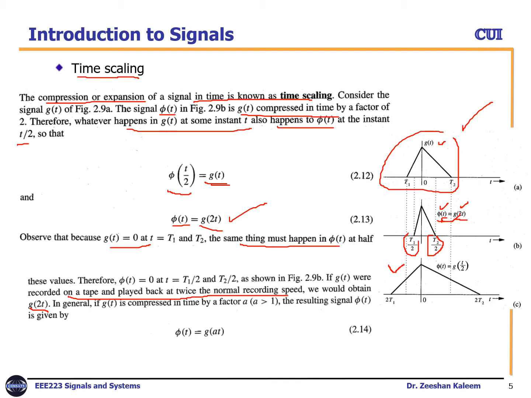In general, if gt is compressed in time by a factor a, where a is greater than 1, the resulting signal is given by phi t equals gat. As I mentioned, a can be 2, 3, 4, 5, and so on. The other term is expansion. Let's move on.